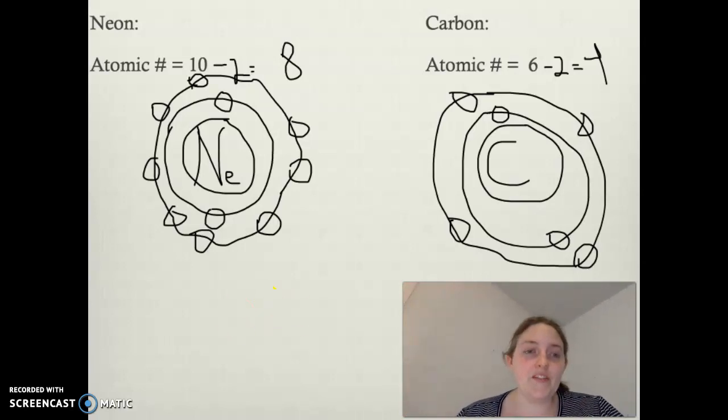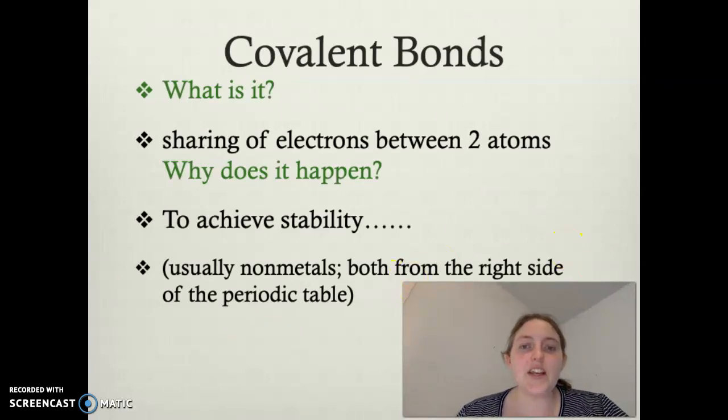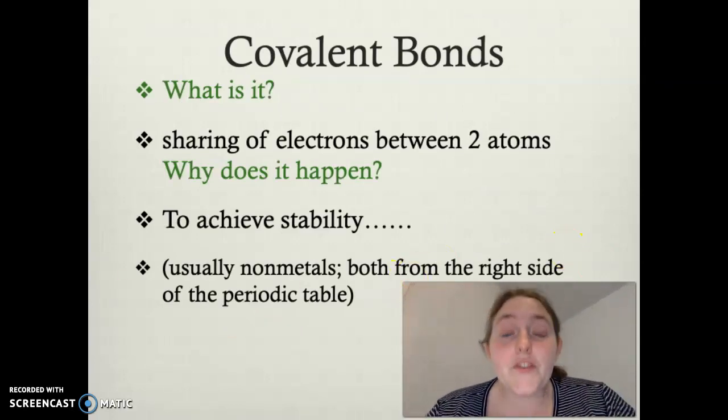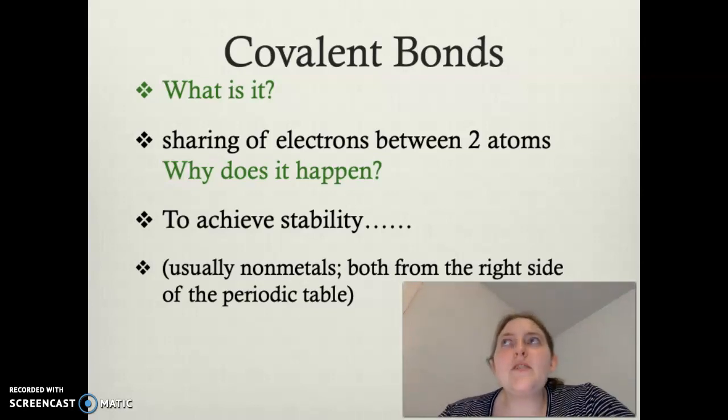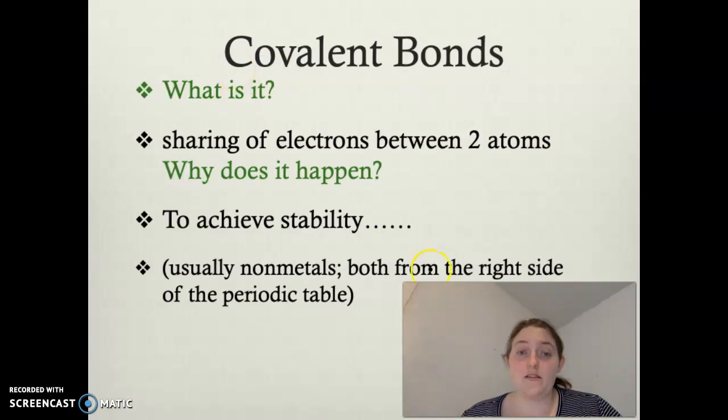So, we've covered those. Let's start talking about bonding. Our first type of bond is a covalent bond. This is a sharing of electrons to achieve stability. This is usually found in nonmetals, so the right side of the periodic table. This is when they're both latched on. They don't want to let go completely, so they're only partially sharing to fill the shells. These are incredibly strong bonds.